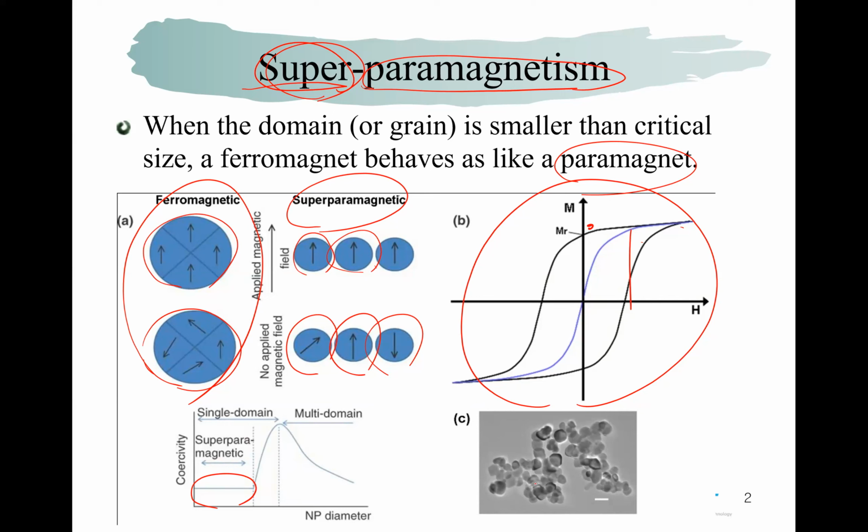Okay, so this photo shows some kind of nanoparticle. This is a kind of superparamagnetic particle. There are many applications of superparamagnetic materials, which I'm going to explain later. But from the viewpoint of memory or information applications, superparamagnetism is a very serious limit.